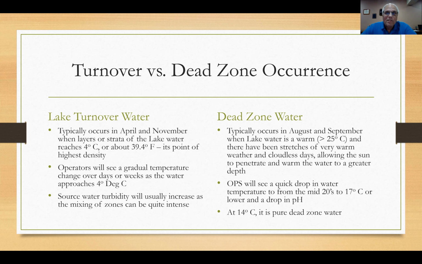The dead zone water typically is going to occur in August and September, as I mentioned, when the water is about 25 degrees or so, and there have been stretches of very warm weather and cloudless days, allowing the sun to penetrate and warm the water to a greater depth. The operators are going to see a quick drop in water temperature. I mean, within their shift, temperature is going to go from 25 or 26 or 27 degrees centigrade all the way down into the teens quickly. You see that, it's dead zone. Get the pH up. If it gets down to 14 degrees centigrade without you doing something, you're in a world of hurt, trust me.